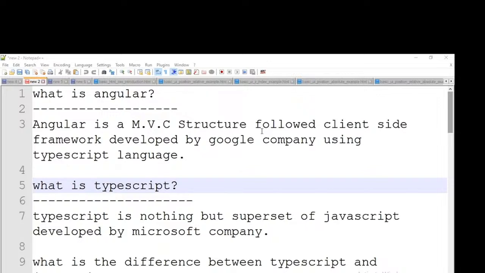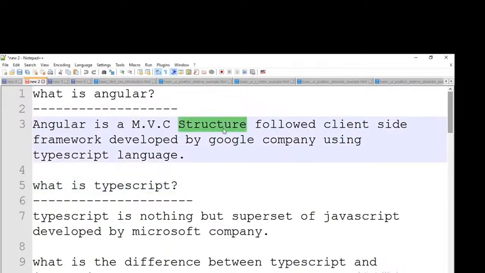What is Angular? Angular is an MVC structure followed client-side framework, developed by Google company by using TypeScript language. I will explain this MVC structure a little bit later.